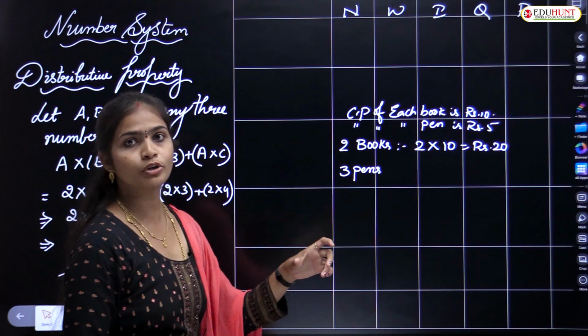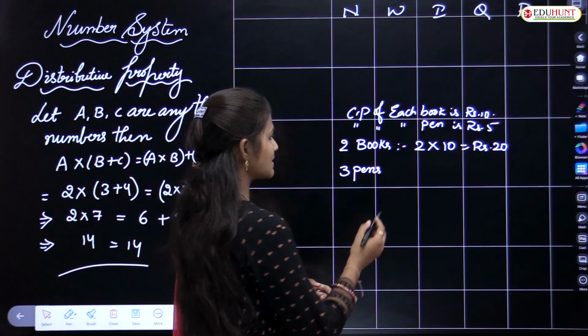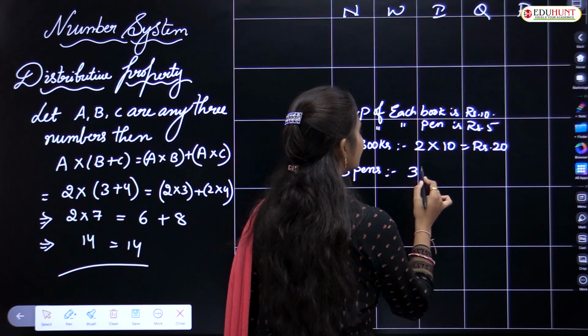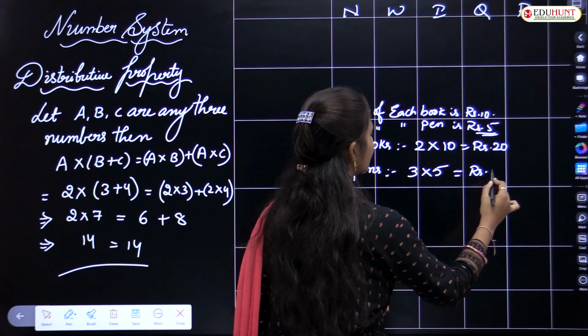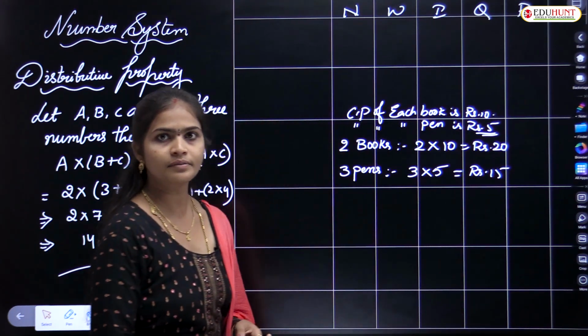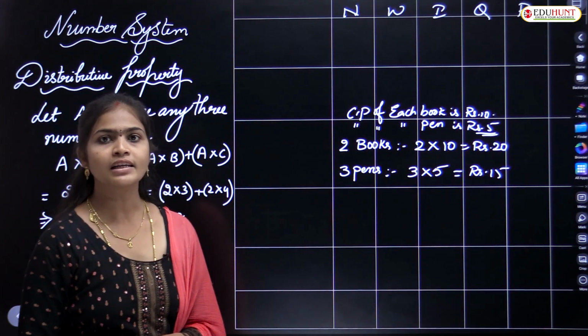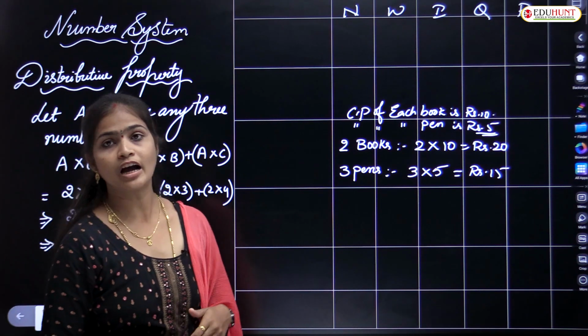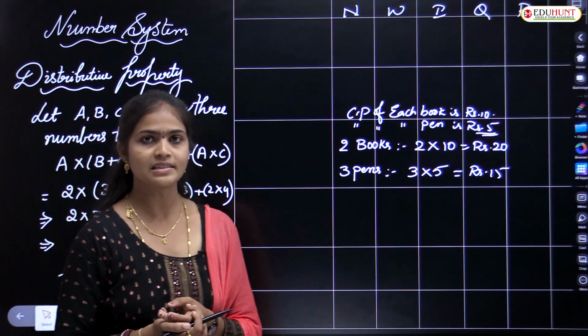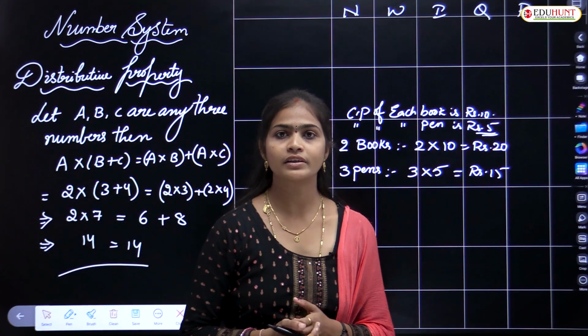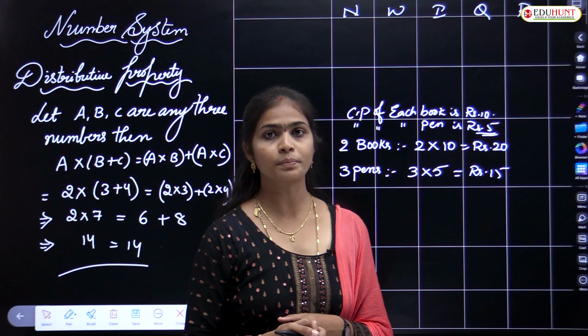Okay, how much amount will you pay for the 3 pens? Then here 3 into each pen is equal to 5, then 3 fives are 15. Is it clear? Okay, just observe that carefully. So if you don't know how much you have to pay in total, you are just taking 2 books and 3 pens. So how will you pay that amount to the shopkeeper?